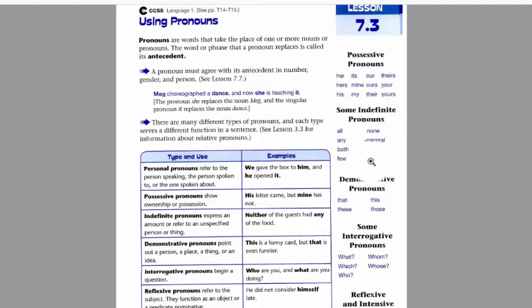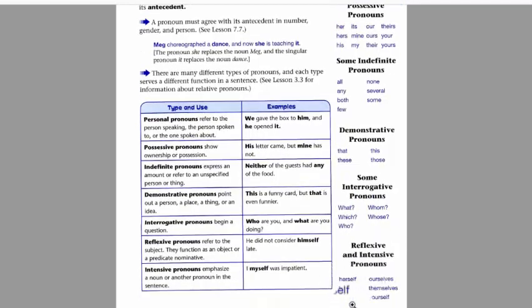And these are examples of some indefinite pronouns, and those are examples of demonstrative pronouns: this, that, these, those. And these are interrogative pronouns. Stop the video and read them. And these are reflexive pronouns. All of them end with self or selves.